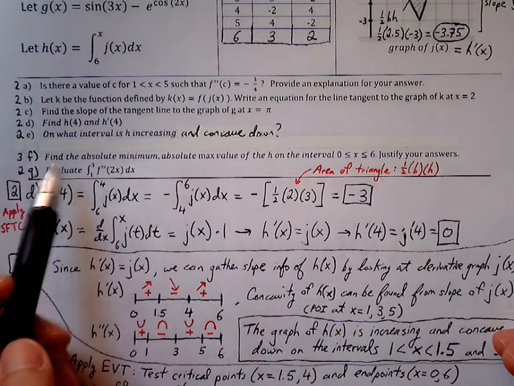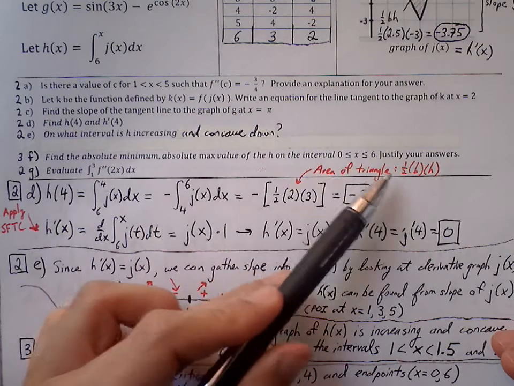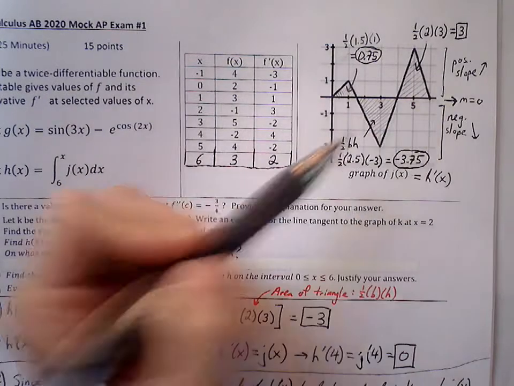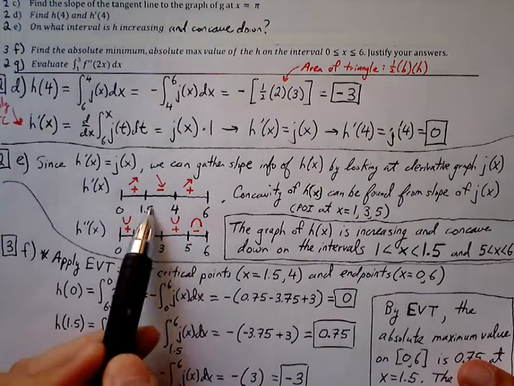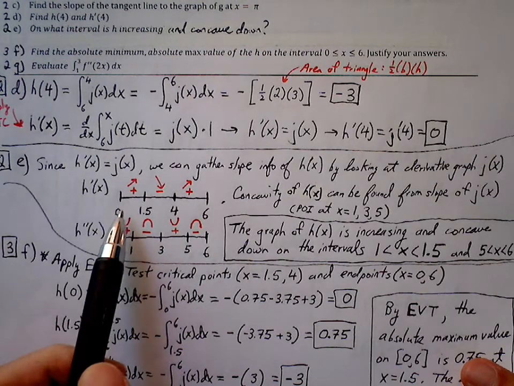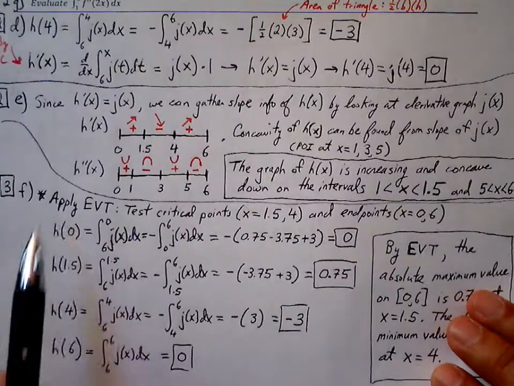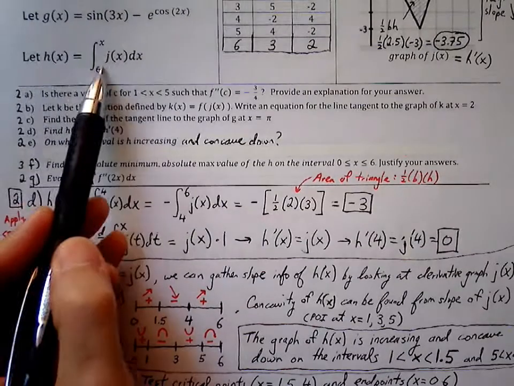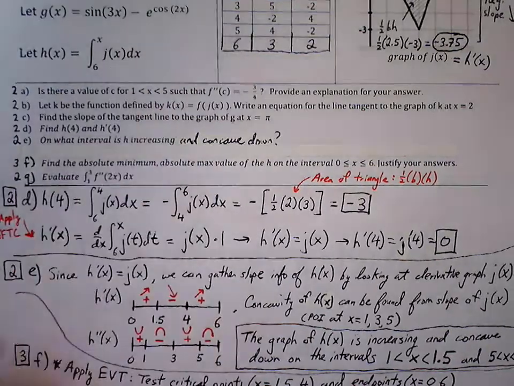All right, part F. Find the absolute minimum and absolute max on the h graph from 0 to 6. Justify your answer. So the absolute max and absolute min, this is applying the extreme value theorem. So the extreme value theorem means we need to test the endpoints and we need to test the critical points. And those critical points and endpoints come directly from the h prime sign line. So we're going to test h of 0, h of 1.5, h of 4, h of 6. And the definition that we're going to use is this h of x graph. So we're going to find all those critical values by plugging into this form.